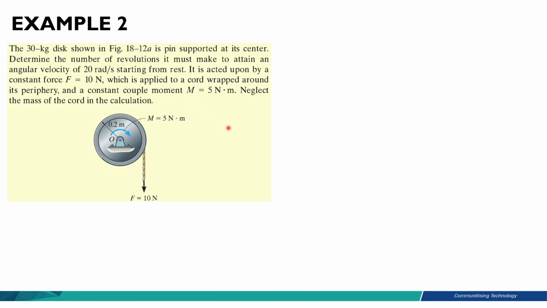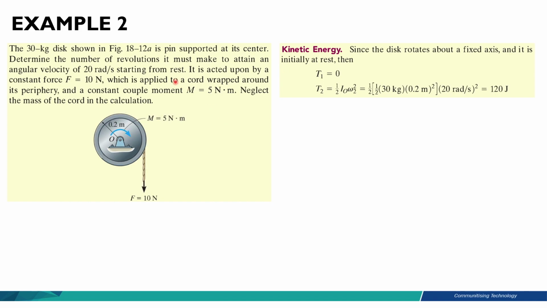So first, we need to calculate the kinetic energy. Since the rigid body starts from rest, the initial kinetic energy is equal to 0. T1 is equal to 0 simply because it starts from rest. Okay, T2 is equal to 1 over 2 IO omega square. You can also write it as IG, because point O and point G are at the same point.